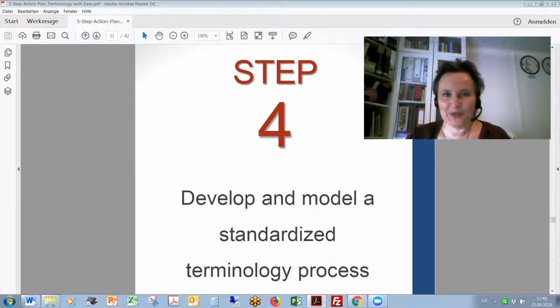In this video, we are going to talk about processes. And there is one magic word I'm going to disclose for you. The processes, yes. Develop and model a standardized terminology process is the title of step number 4 in our 5-step action plan for terminology management with ease. So, processes.